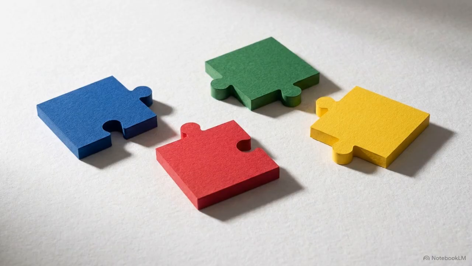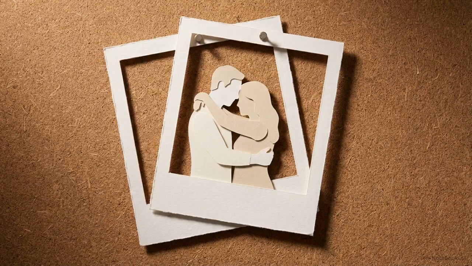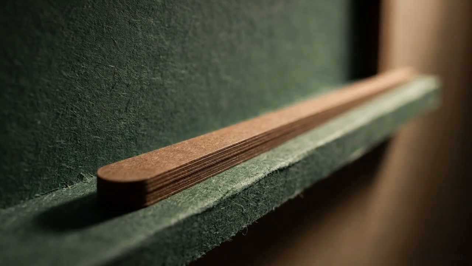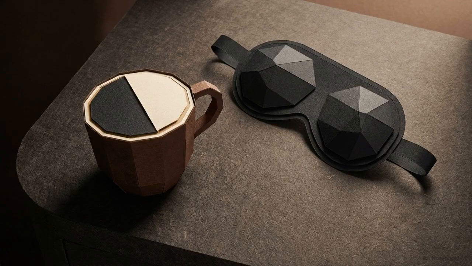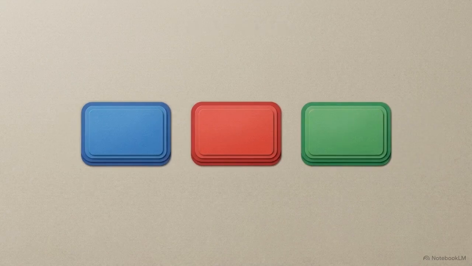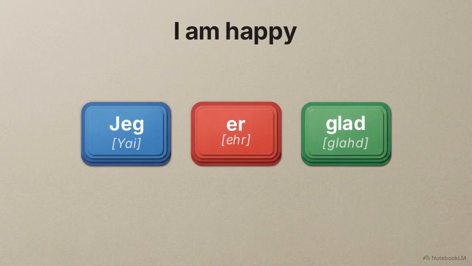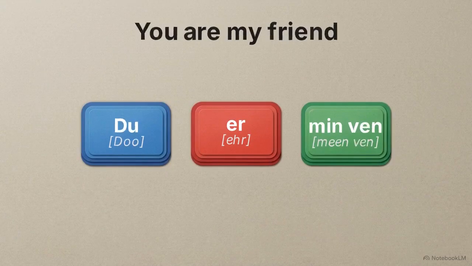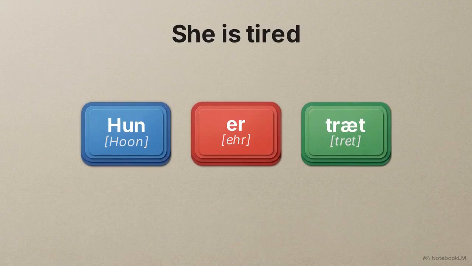Now we add the final vocabulary pieces to complete our sentences. Glad, which means happy, min ven, for my friend, lærer, for teacher, and træt, meaning tired. When we snap these into the final block, the sentences are complete. I am happy is jeg er glad. You are my friend is du er min ven. She is tired is hun er træt.